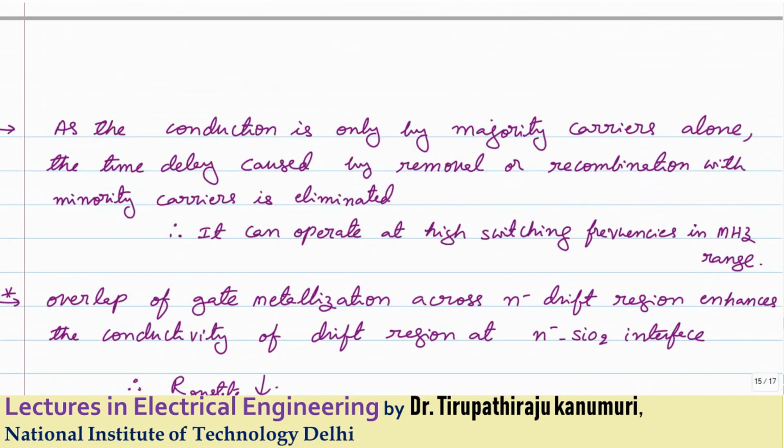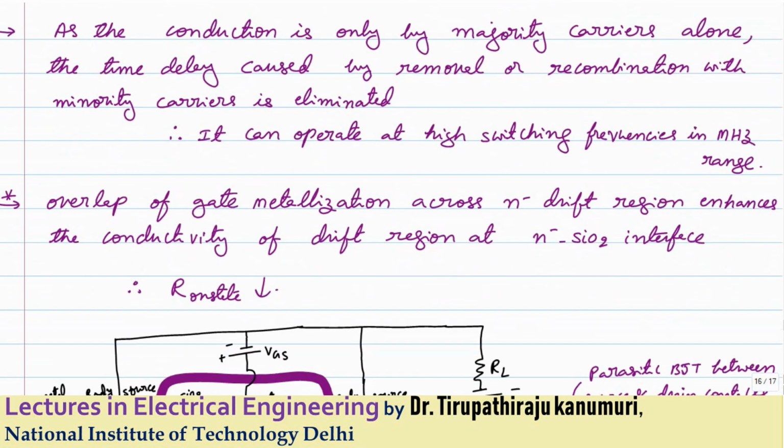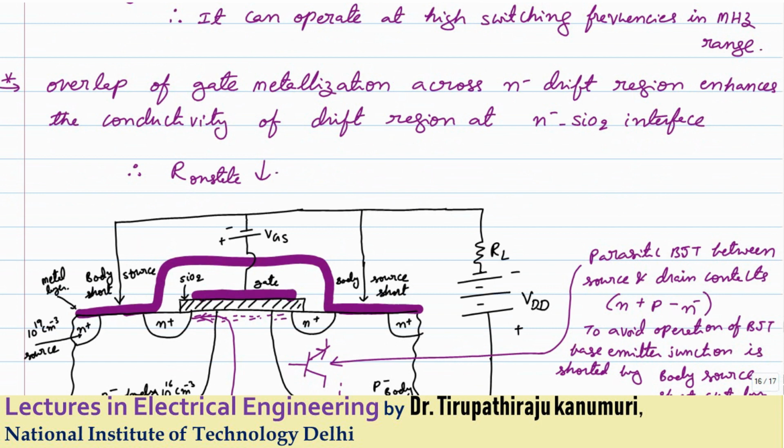Now proceeding further, as the conduction is only by the majority carriers alone, the time delay caused by removal or recombination of minority carriers is completely eliminated. Therefore, it can operate at high switching frequencies of the order of megahertz, when compared to the power BJT which can operate only in the kilohertz range.